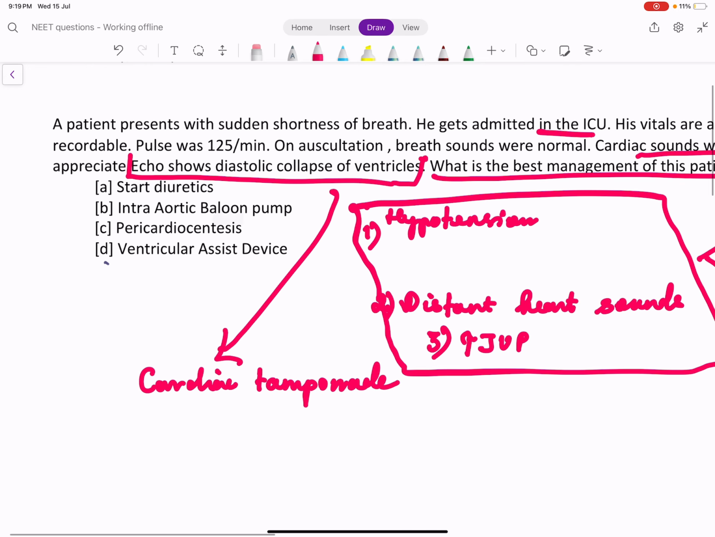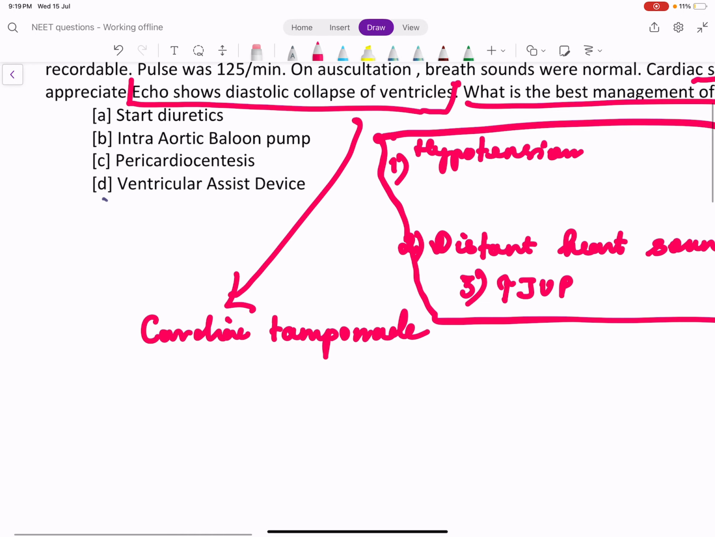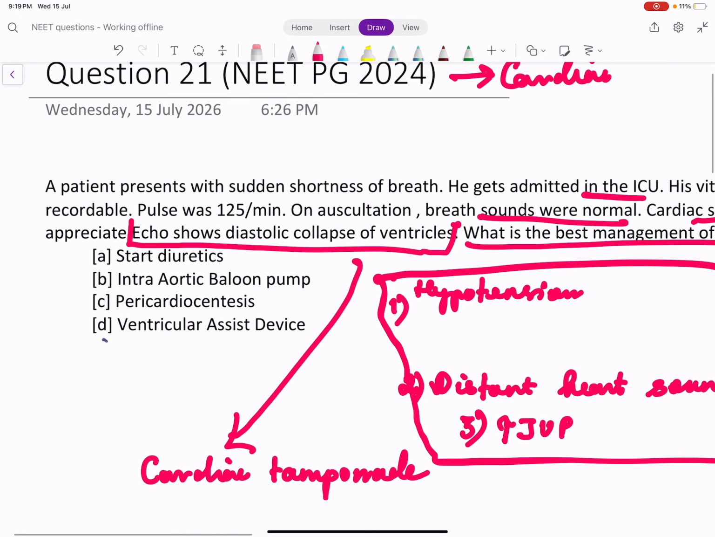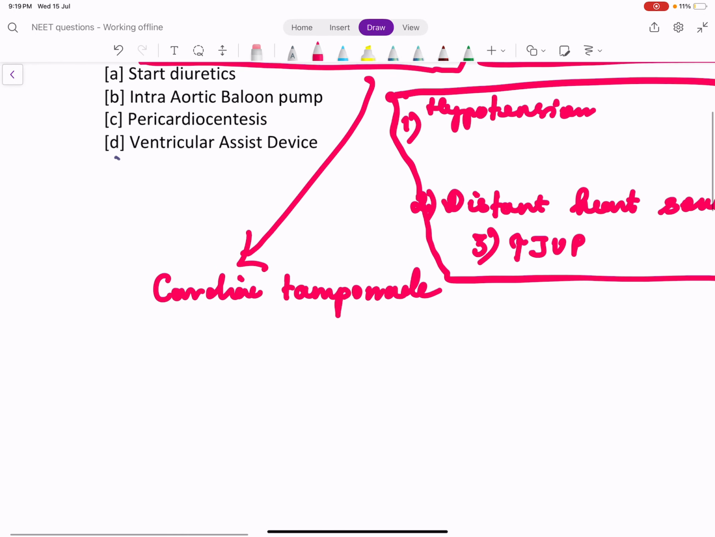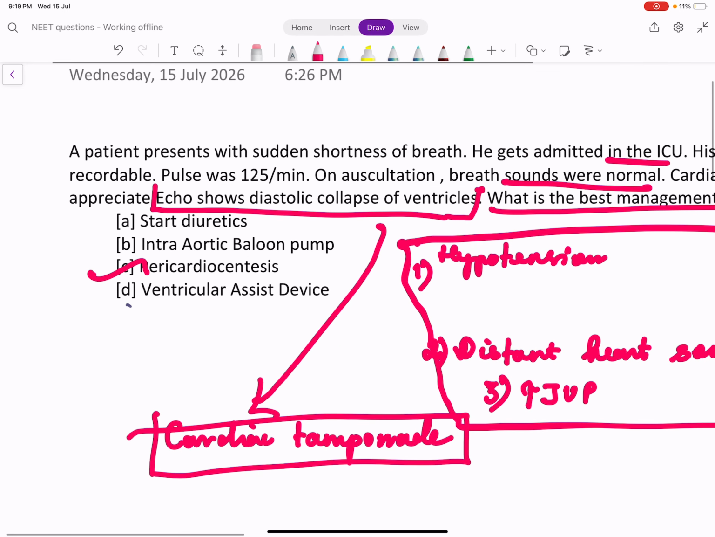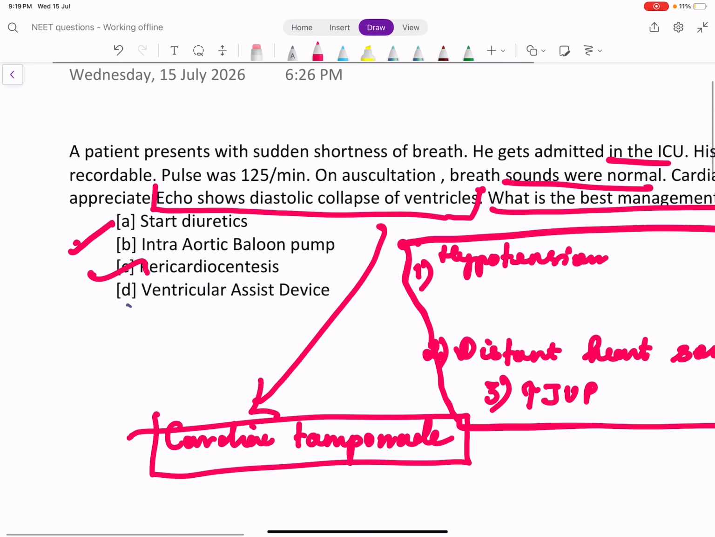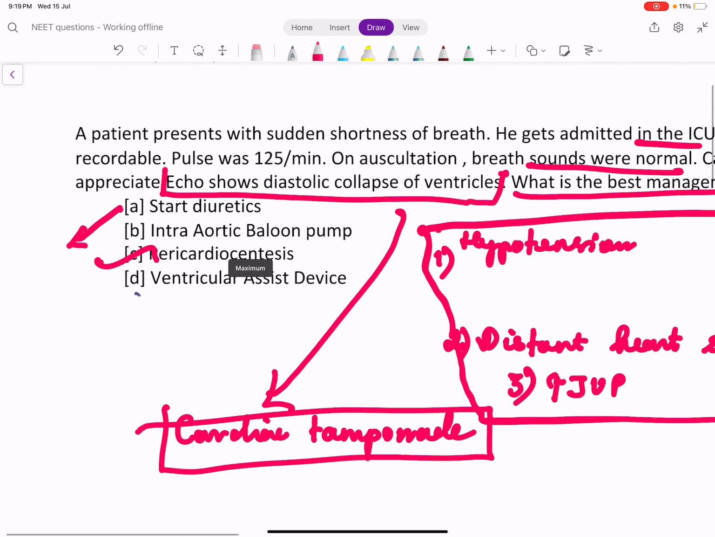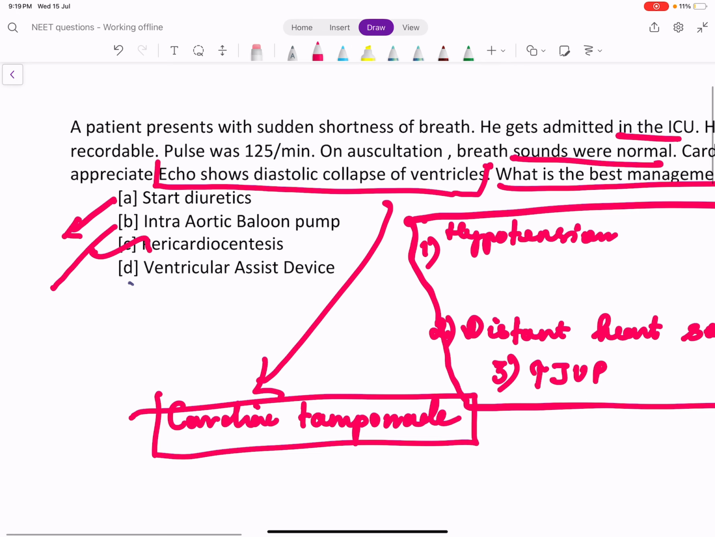So here they have given straight away the clue. There is diastolic collapse of the ventricle and breath sounds are normal. So this is straight away a case of cardiac tamponade. Emergency treatment of cardiac tamponade is pericardiocentesis. We cannot start diuretics because BP is low. Intra-aortic balloon pump is an advanced treatment for cardiogenic shock.